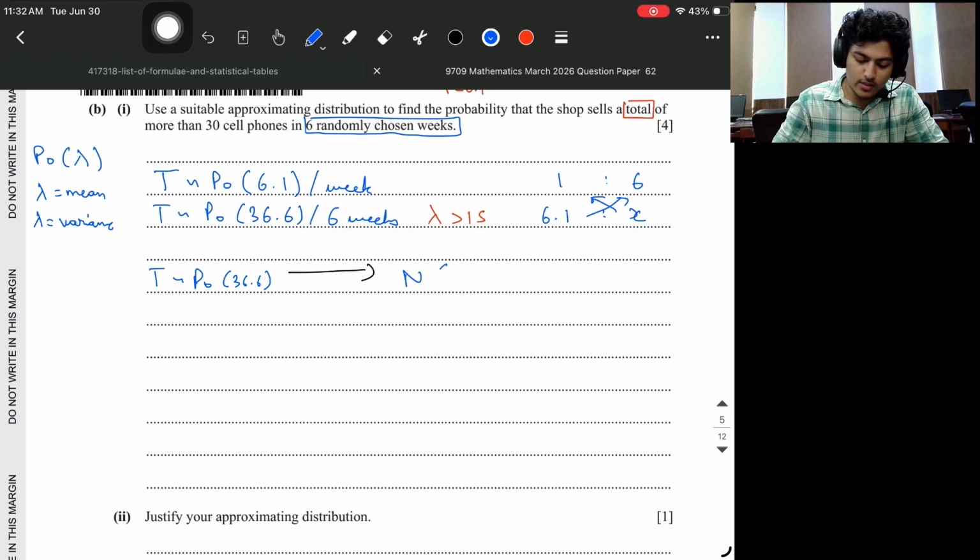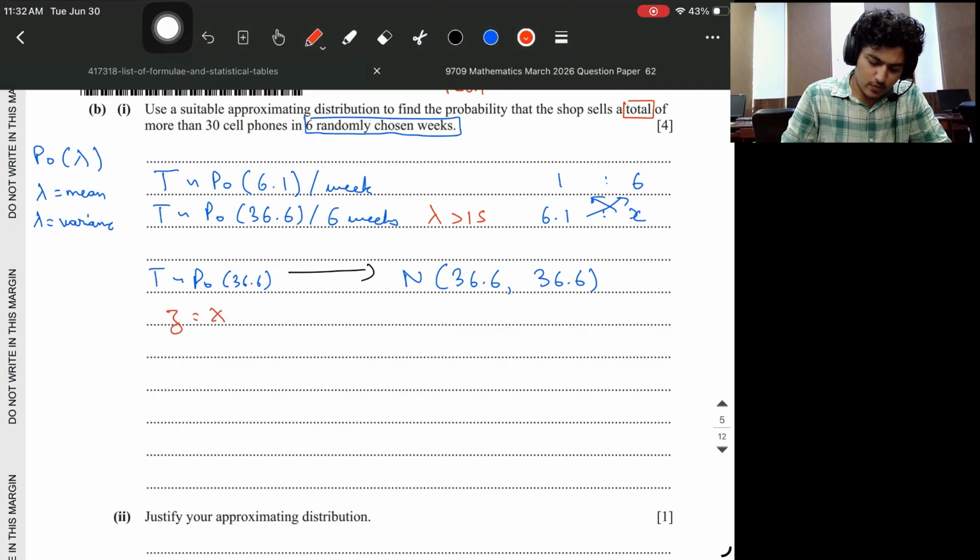Therefore, once we convert this to normal, we get the value of 36.6 as the mean and 36.6 for the variance as well, right? Then we use the generic formula for the z value, which is z equals x minus the mean divided by the square root of the variance. So that would be the standard deviation squared. Now, following this value we have over here.